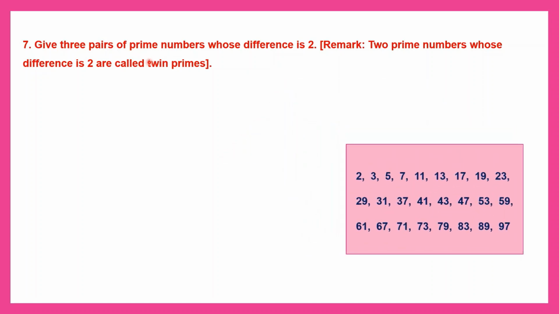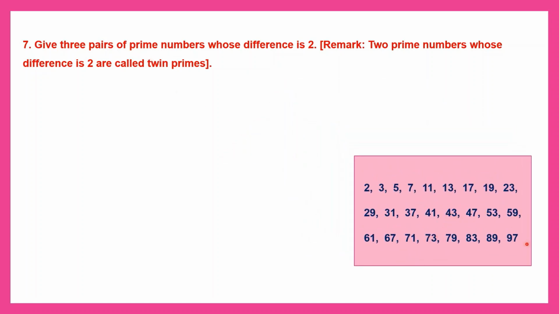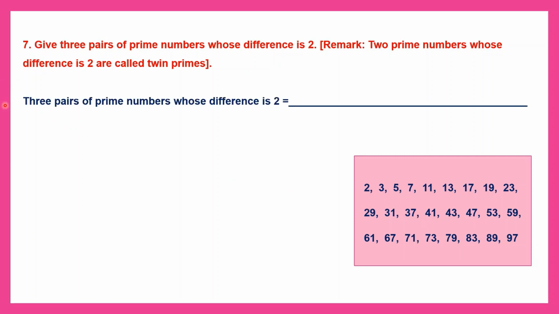Again, let's have our table of prime numbers between 2 and 97. So we are going to find out 3 pairs of prime numbers whose difference is 2. You can look at the prime numbers here and decide. When you subtract, the answer should be 2. Now 2 and 3. Let's see. 3 minus 2 is 1. I cannot take that. Now what about 3 and 5? 5 minus 3 is 2. So we can take 3 and 5. That means 5 and 3 are called twin primes. So 3 and 5 is the first pair.